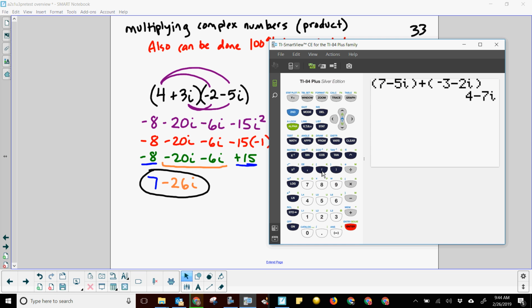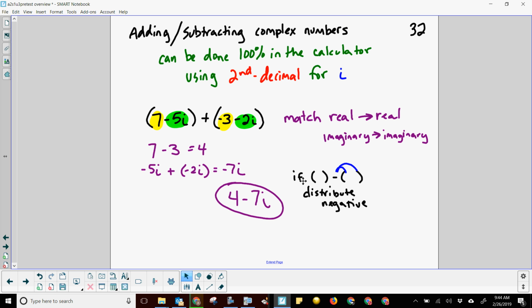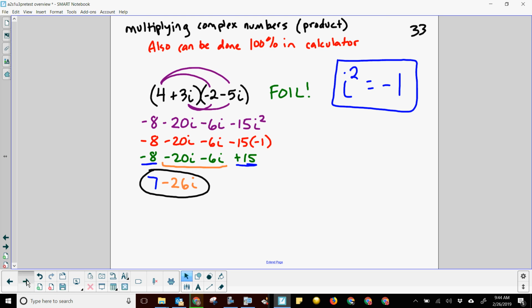But 4 plus 3i times negative 2 minus 5i should get me the same answer. It can be done in the calculator. Again, second decimal will give you that i. Just make sure it is correct. And kind of going backwards here, if there's a minus sign, distribute the negative. So that would be like a positive 3 and a positive 2 before you combine your like terms.